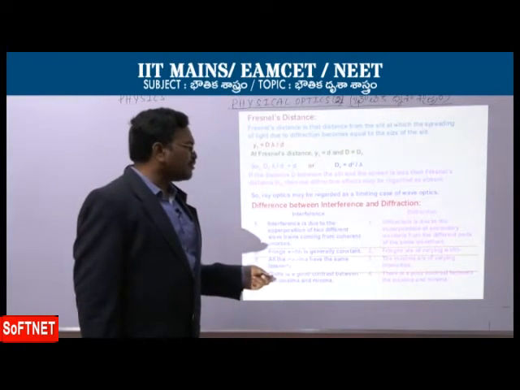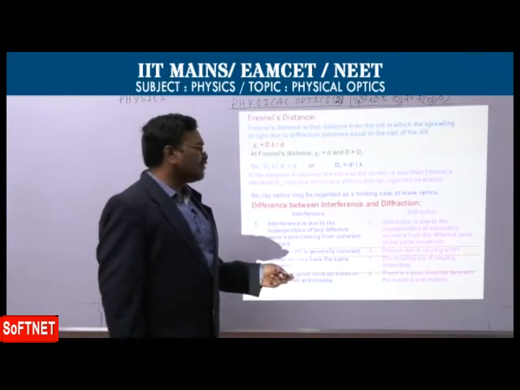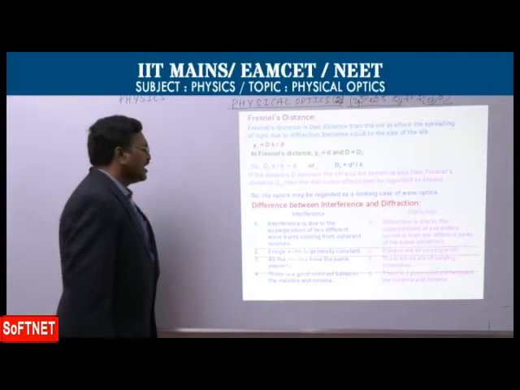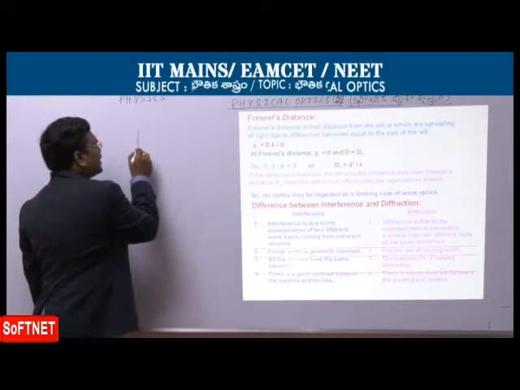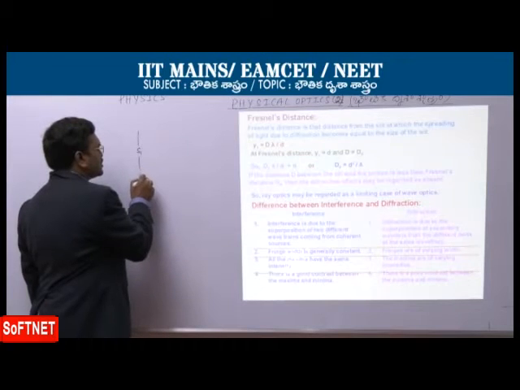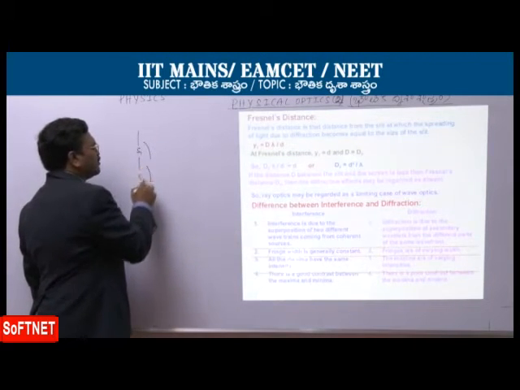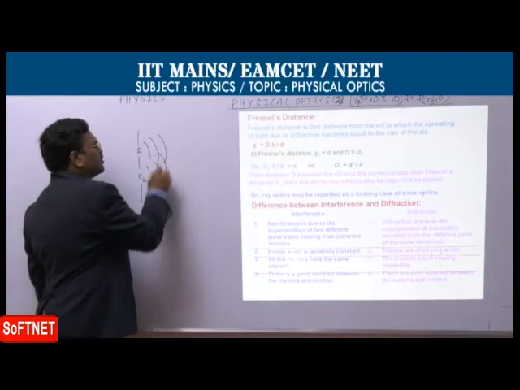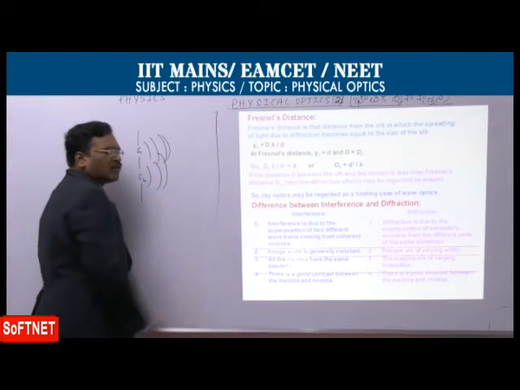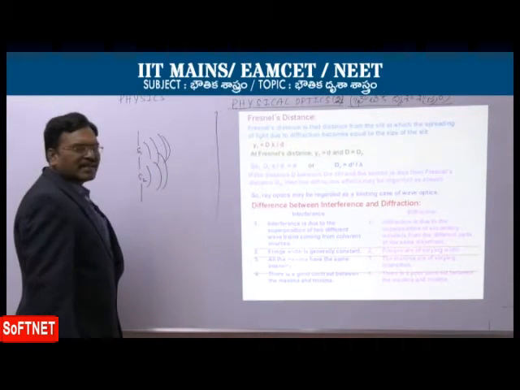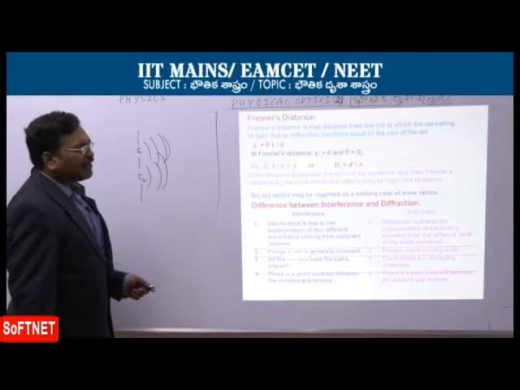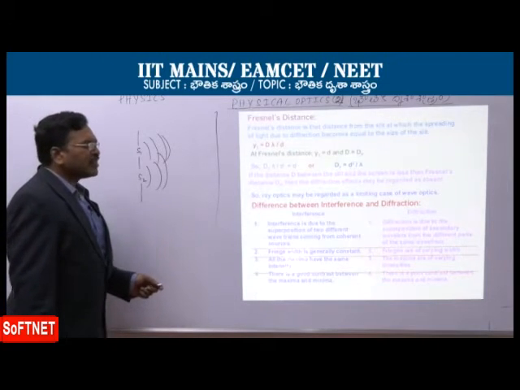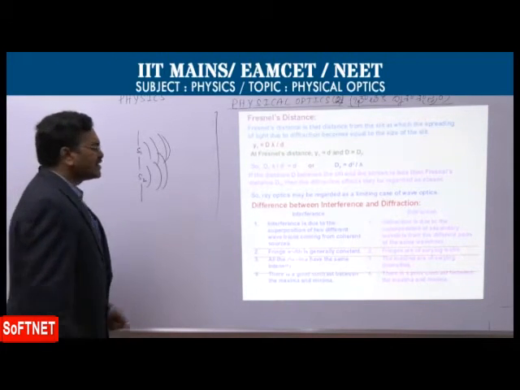Now, what is diffraction? Diffraction is due to the superposition of secondary wavelets from the different parts of the same wavefront. In case of interference, we have two sources. From these two sources, we are getting two waves. These waves are superimposed. We are getting bright and dark bands on the screen. That is interference. Now, diffraction is due to what? Superposition of secondary wavelets from the different parts of the same wavefront.